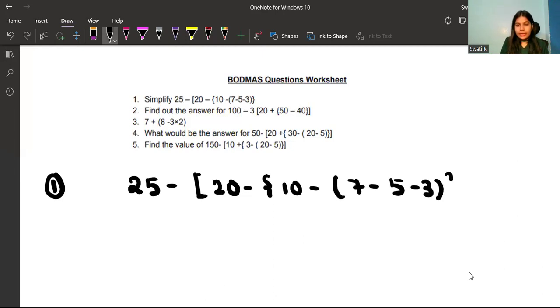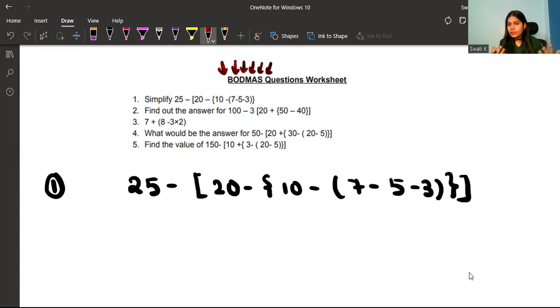I have already explained what Bodmas is in my earlier video, but I'll give you a short recap. Bodmas is just an order that we follow to solve multiple operations in a question. B stands for bracket, O stands for order or of, D stands for division, M stands for multiplication, A for addition, and S for subtraction.